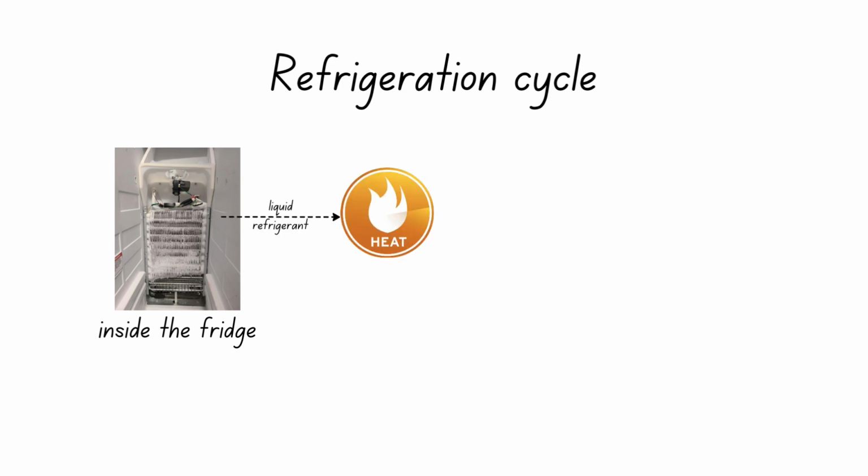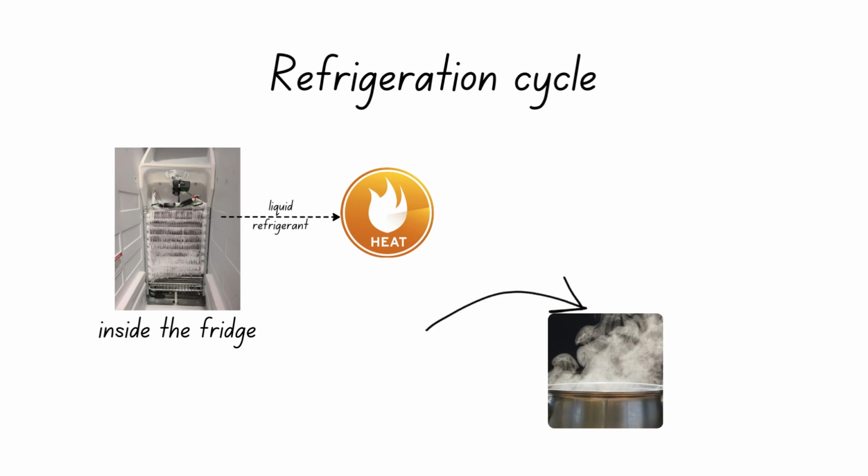Now, let's walk through the refrigeration cycle step by step. The cycle starts in the evaporator coils inside the fridge. Here, the liquid refrigerant absorbs heat from the fridge's interior and evaporates, turning into a low-pressure gas. This process cools the air inside the refrigerator since its thermal energy is being absorbed by the refrigerant.